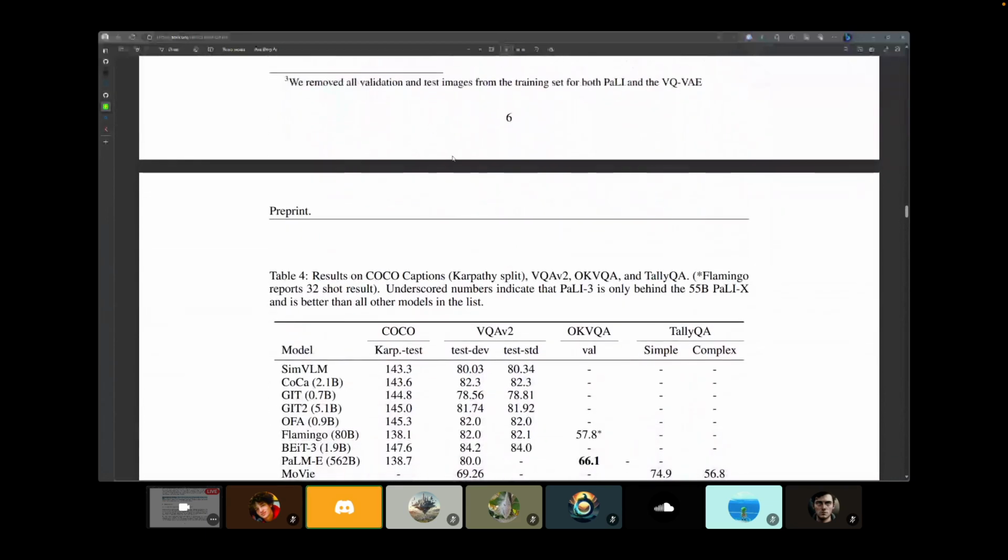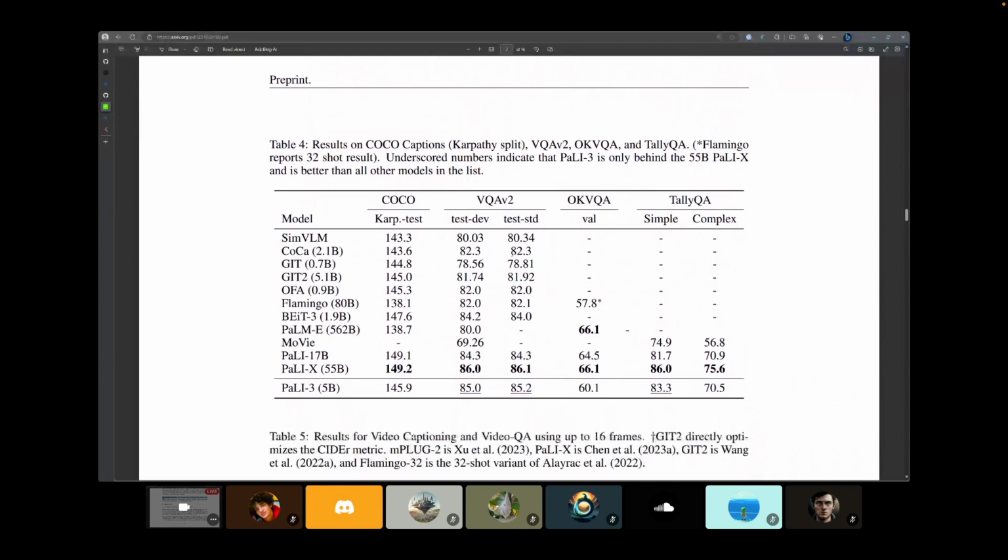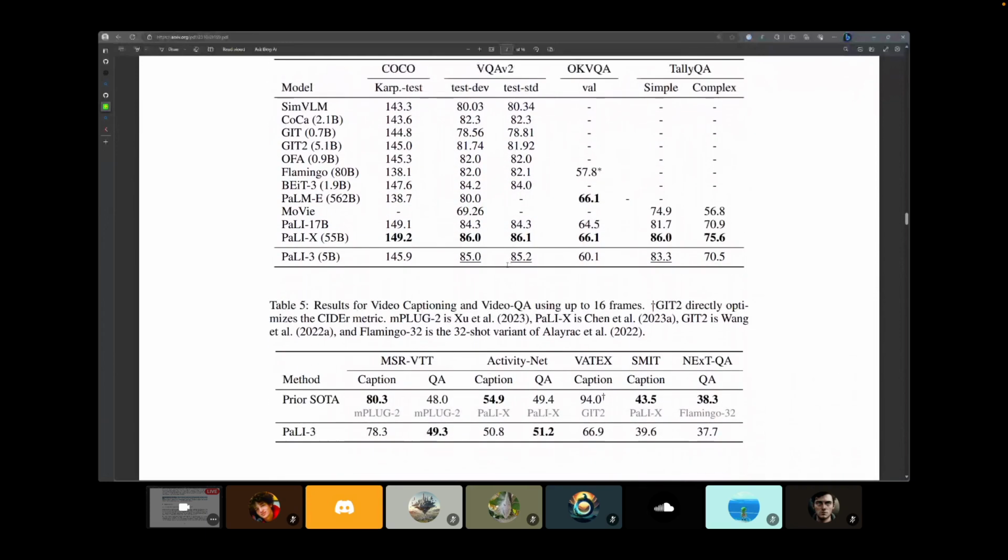Table 4 has the results. The underscored numbers indicate where Poly 3 is behind. This is just a comparison between those models for video captioning. And then Table 5 is the video captioning and video QA, with those compared on those models.